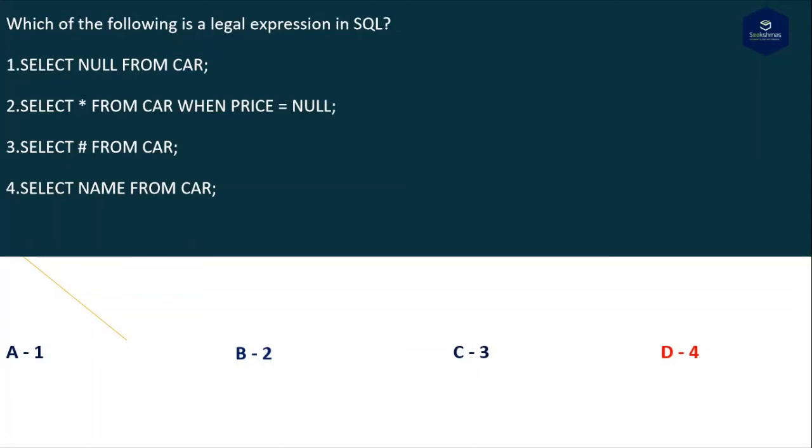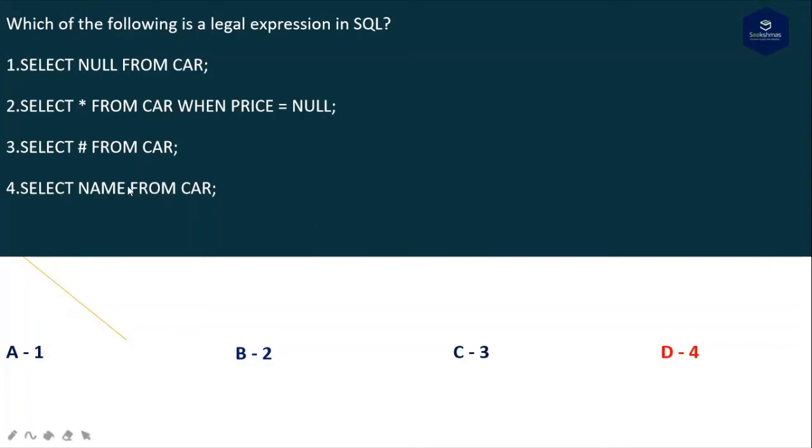On the second, select star from car when price is null. A condition should be applied like select star from car, and the condition should be in a proper clause, not here. This is why it fails. It is not a legal expression. And select ash from car doesn't make any sense. This is not a proper one. And select name from car, whatever name you have to fetch from the table car, you can take it. This is the only legal expression present here.